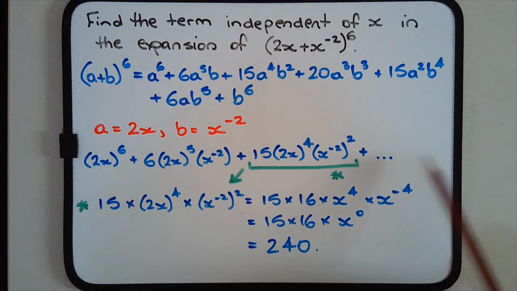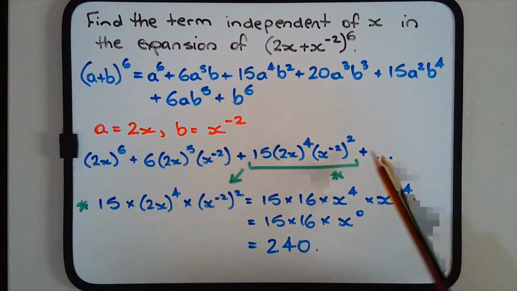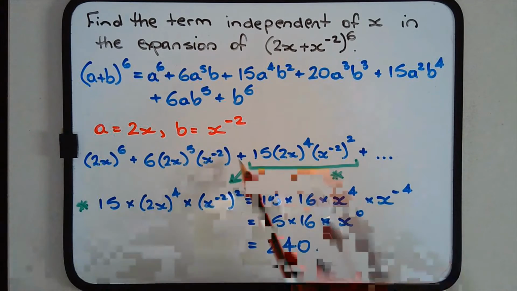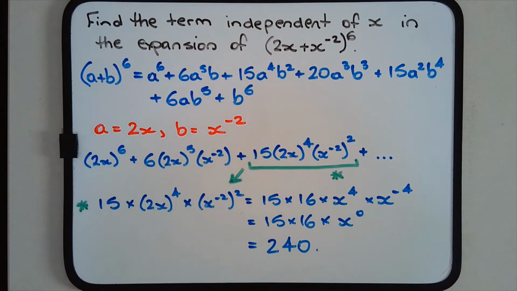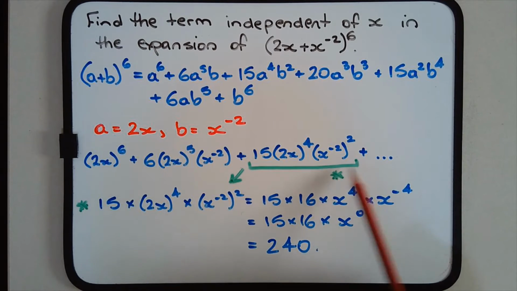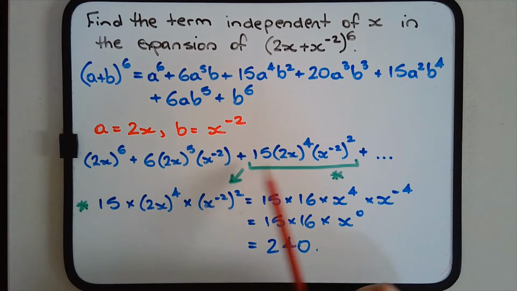Now at this point, I'm going to stop. There's no point, in fact, going any further because I can see what's going to happen now. In this particular term, the x terms will in fact cancel. So I'm just going to elaborate on this particular term here. You'll see why shortly. We have 15 multiplied by (2x)^4 multiplied by (x^(-2))^2. So x to the power of negative 2 all squared.